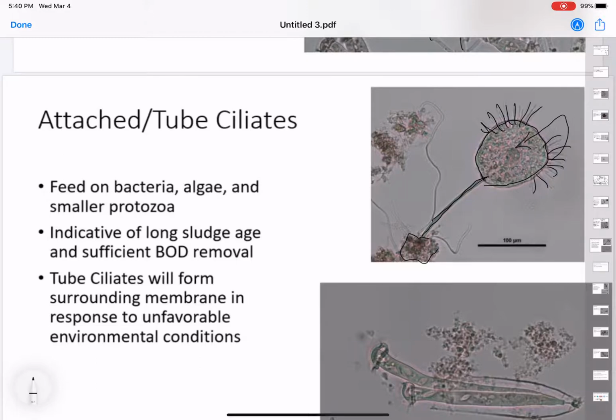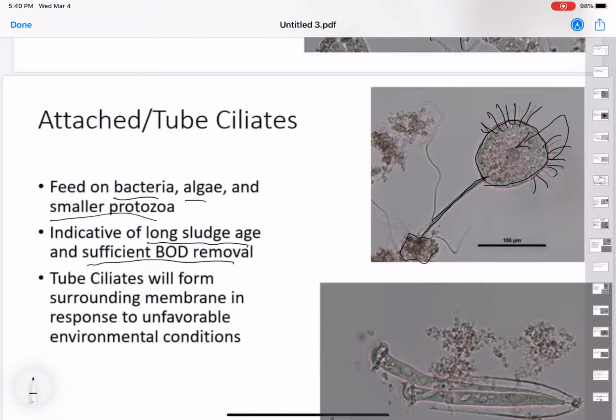This feeds on bacteria, algae, and smaller protozoa. So it will eat the protozoa that we were talking about in the previous slides. This indicates what? Long sludge age, a little bit aging here. And of course, sufficient BOD removal is good once you have these tube ciliates in.